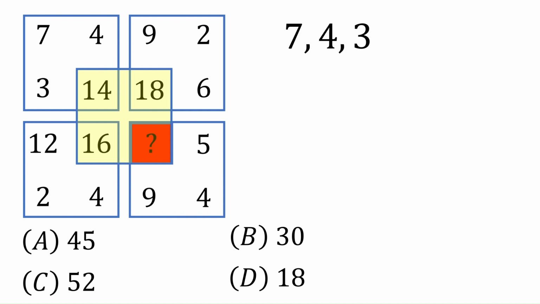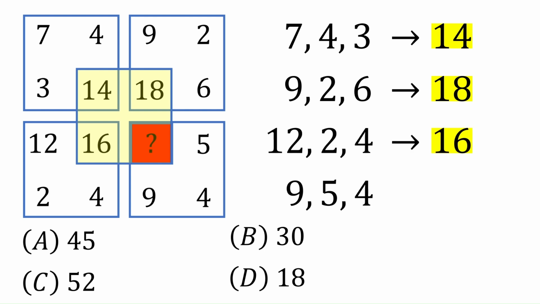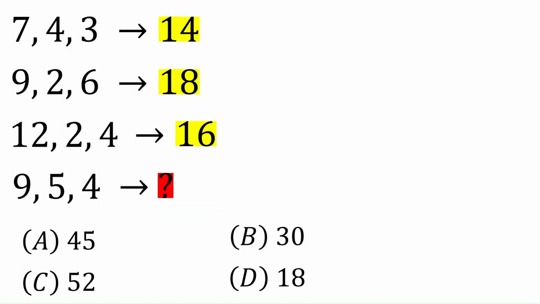So 7, 4 and 3 must link in some way to 14. 9, 2 and 6 must link in some way to 18. 12, 2 and 4 to 16, and of course 9, 5 and 4 to our missing number in red. As it's a pattern, this link must be the same or similar across all of these numbers. So we can get rid of the grid at this point and simplify our solution onto these 4 separate numbers: 14, 18, 16 and our missing number.